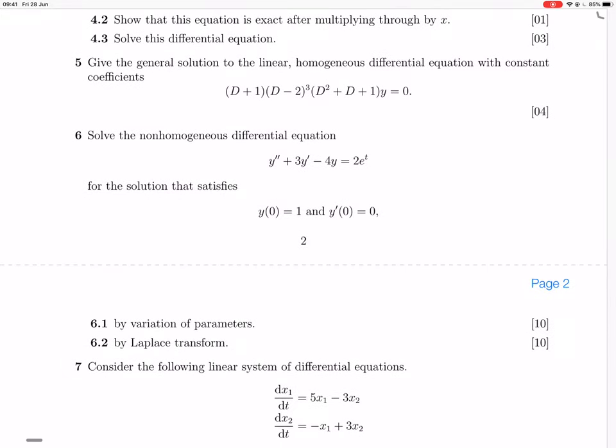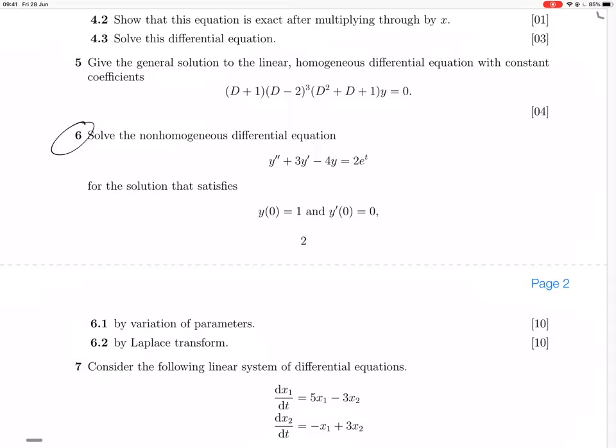Okay, so question six. We have this differential equation, and they want us to solve it by variation of parameters, then by Laplace transform. Okay. So how are we going to do this?